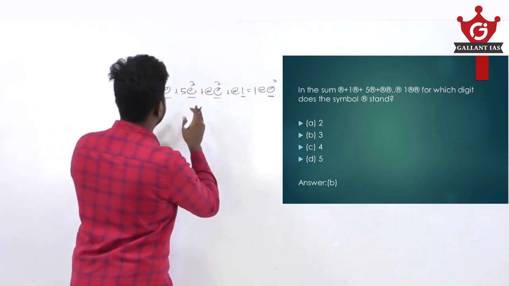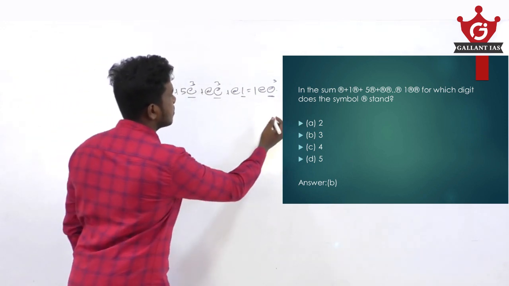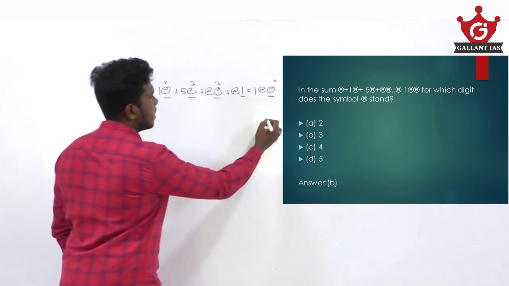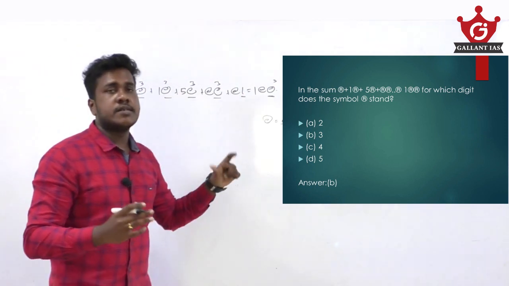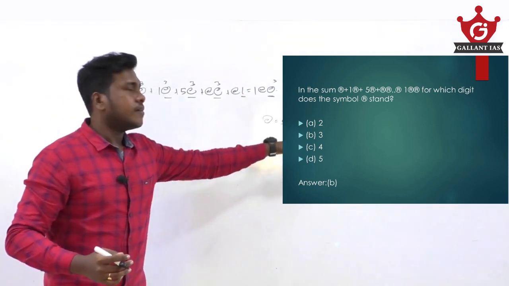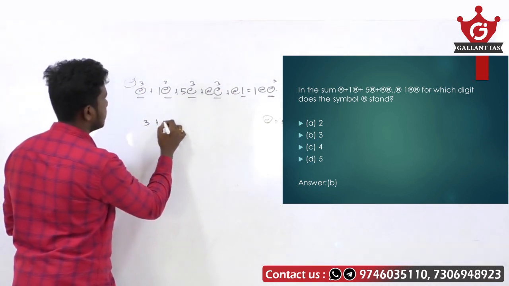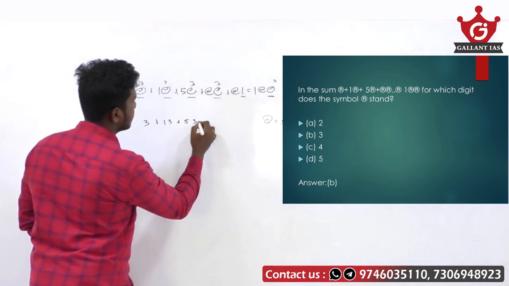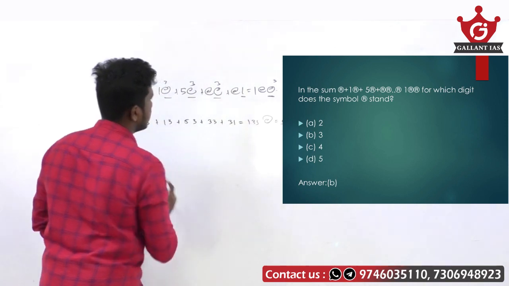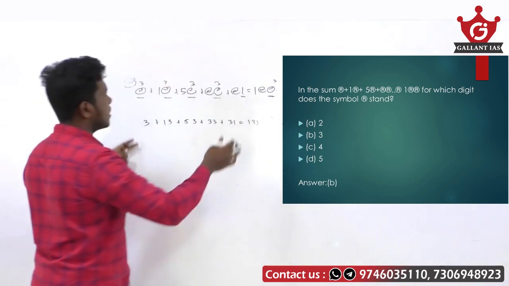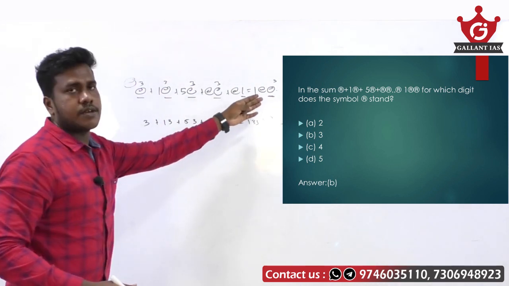So when you substitute the asterisk value 3 on the LHS, on the answer side you also get 3 in the ones place. That means this condition is satisfied for the value 3. When you put the value 3, look here: 3 plus 13 plus 53 plus 33 plus 31 is equal to 133. So this condition is satisfied. We don't need to substitute 3 on all the asterisk symbols.